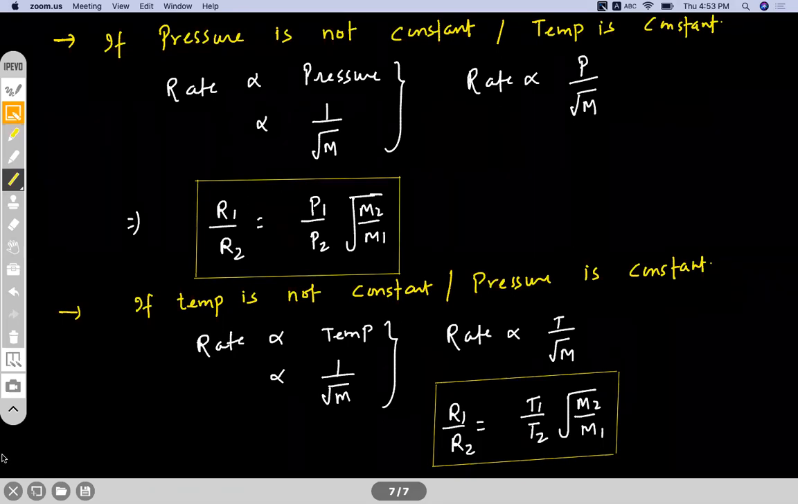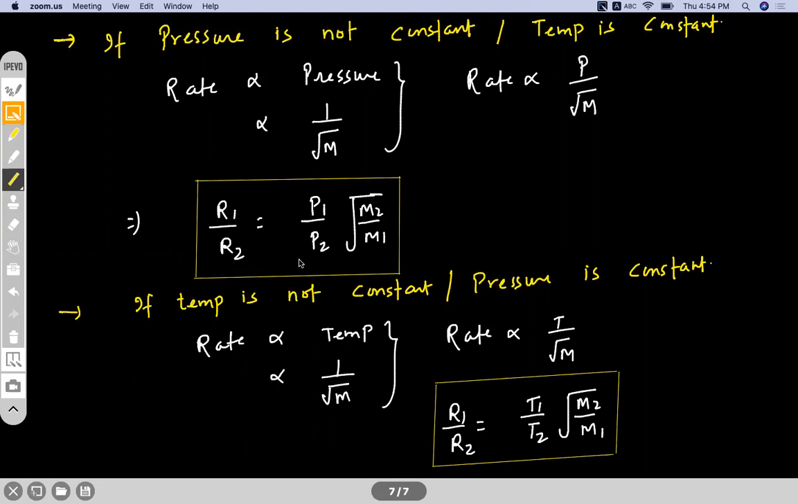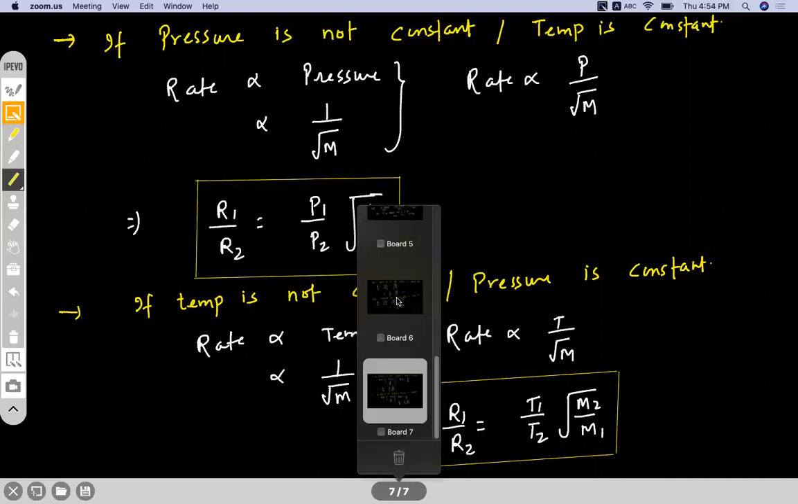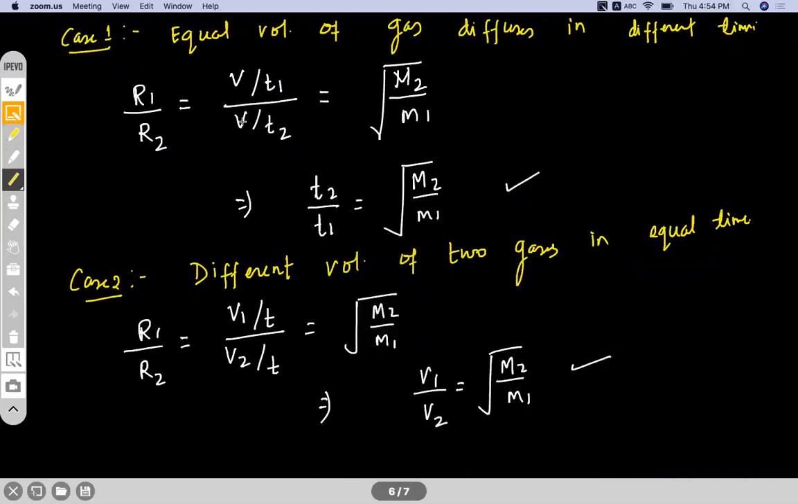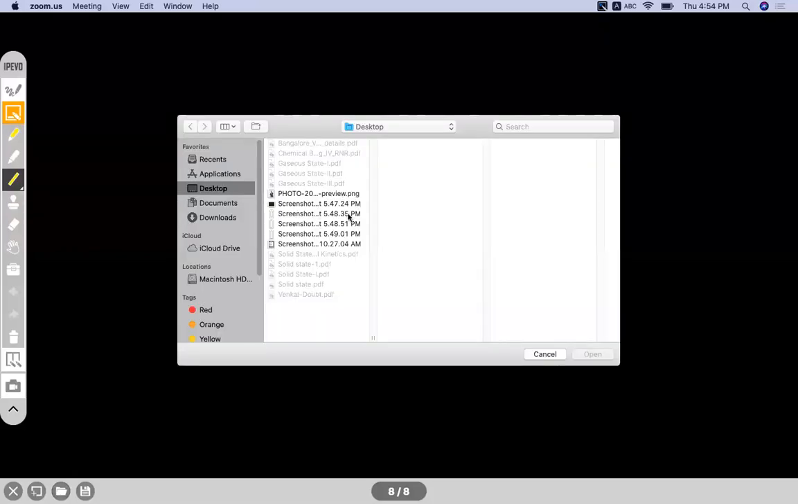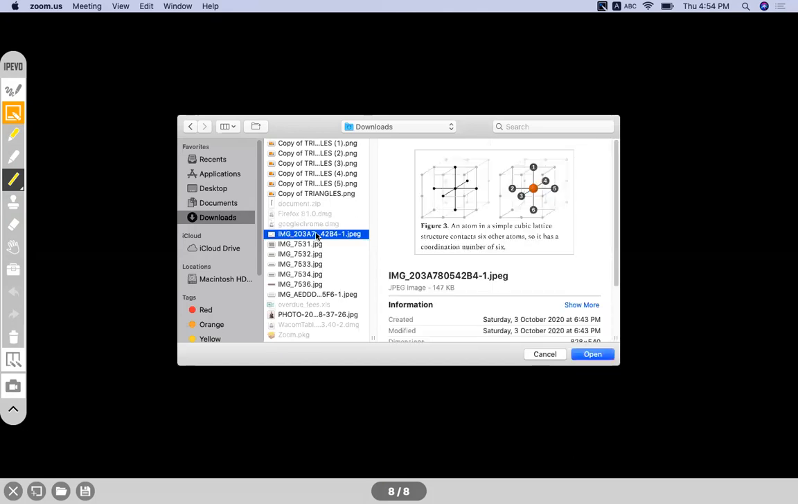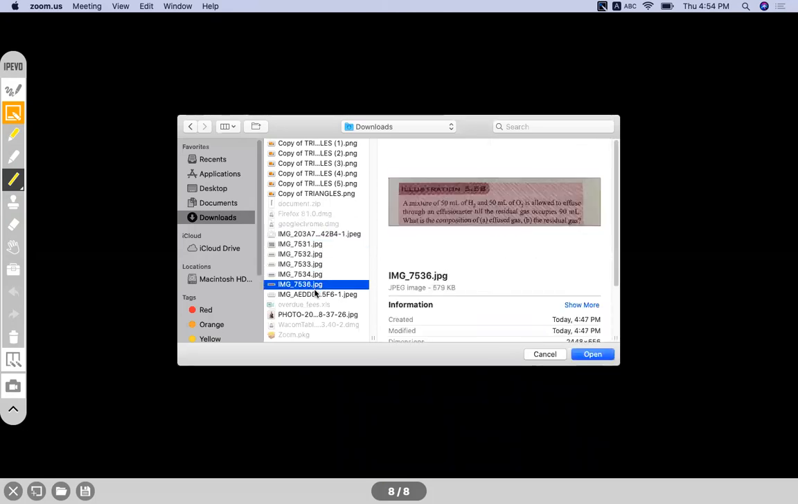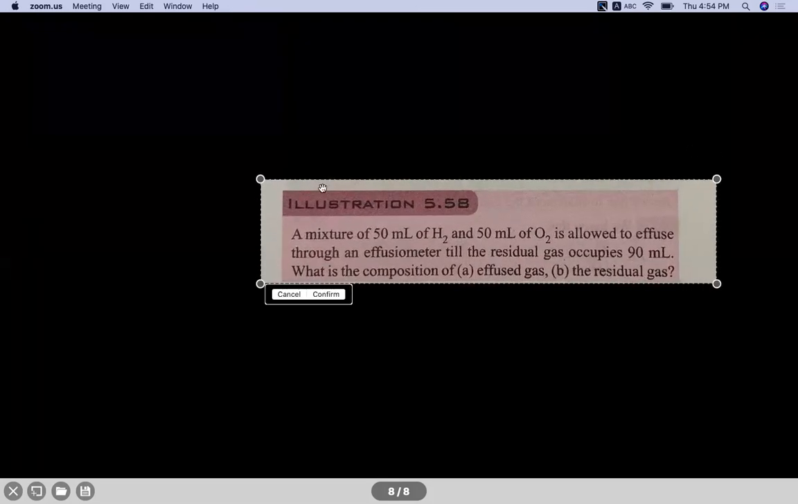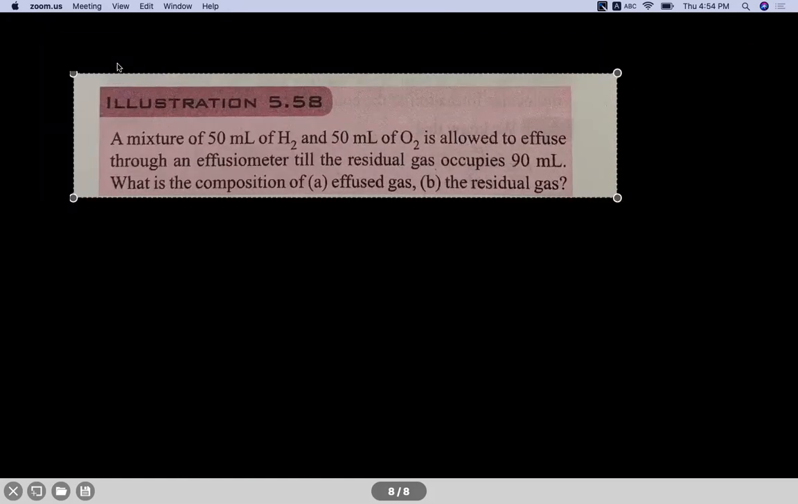Okay, now we'll see some questions based on this. These two formulas we rarely use. Mostly they won't give pressure and temperature as variables. Mostly they'll give these two as constant. So this formula that we have already discussed before this is more important here. This one, this formula is required. Okay, now we see some questions here. Try this one.